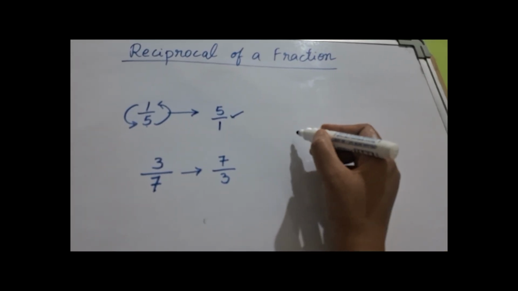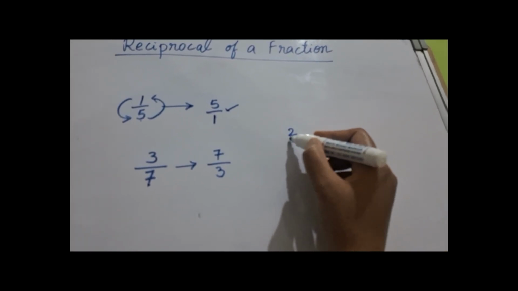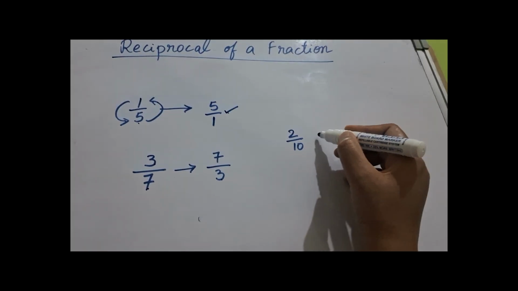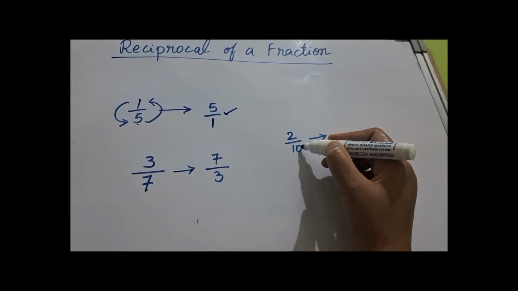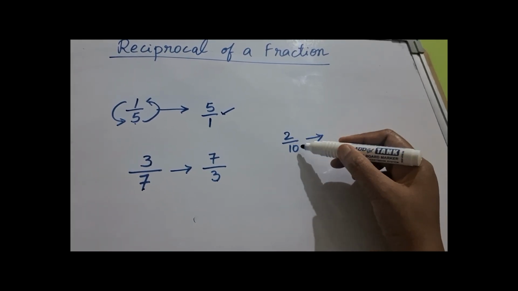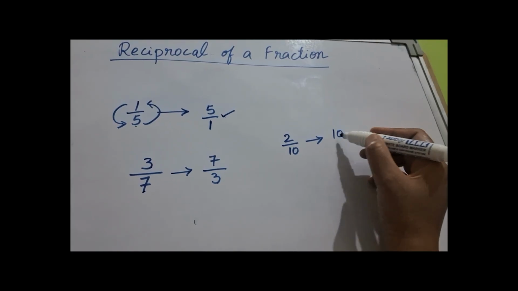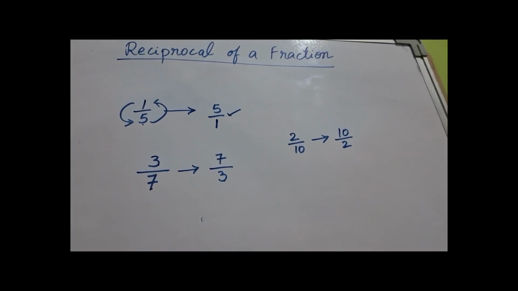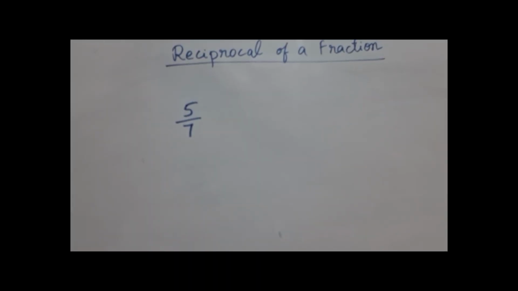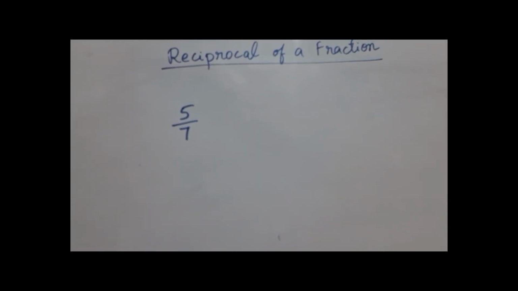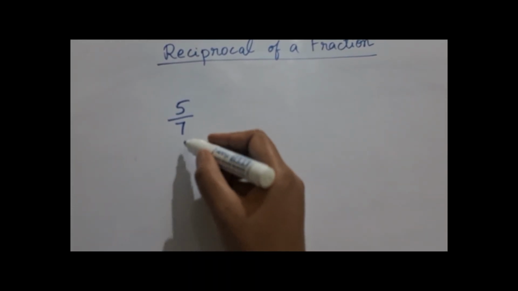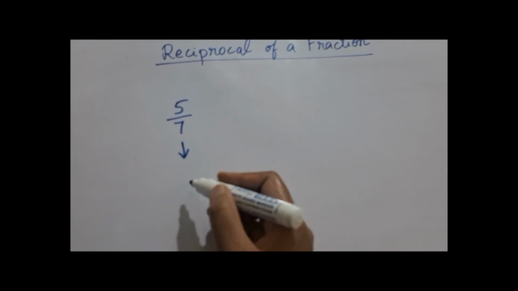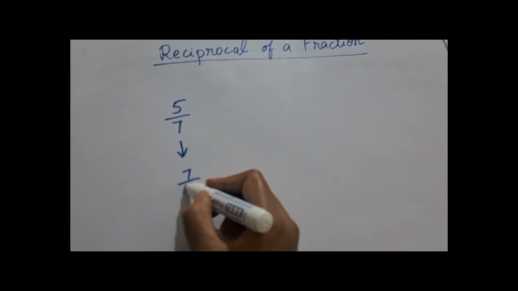Now suppose 2 by 10 is there. What is the reciprocal of this number, children? The reciprocal of 2 by 10 is 10 by 2. Okay children. Suppose 5 by 7 is a fraction. And what is its reciprocal, children? 7 by 5, isn't it?